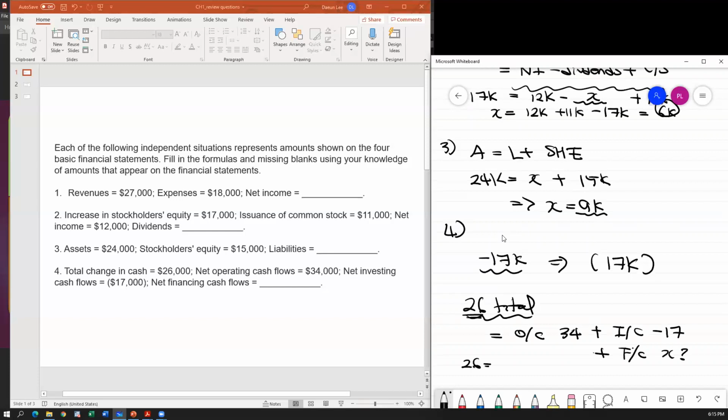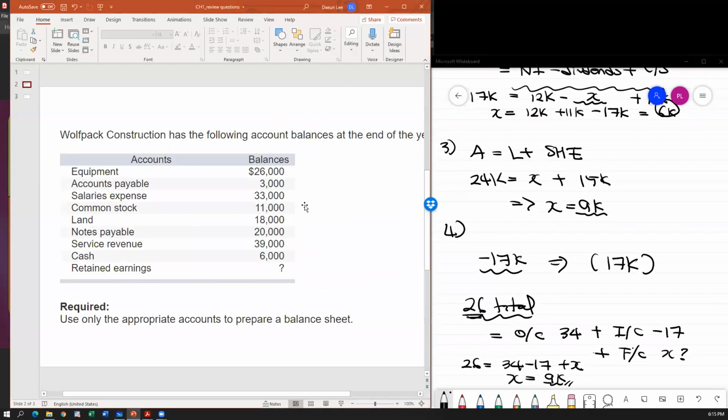So again, 26 equals 34 minus 17 plus X. X equals, let me do the math, 17, so that's 9,000. Okay, so we have net financing cash flows of $9,000 for this year. Okay, any questions so far? Okay, good. Very good.